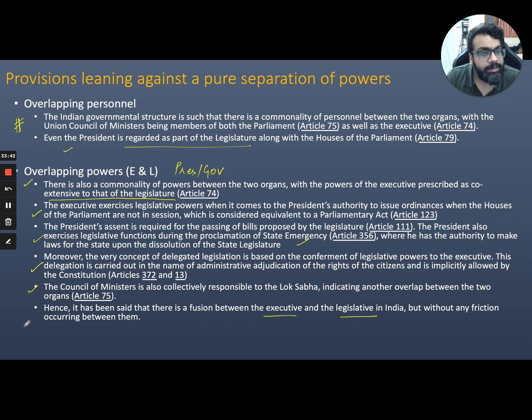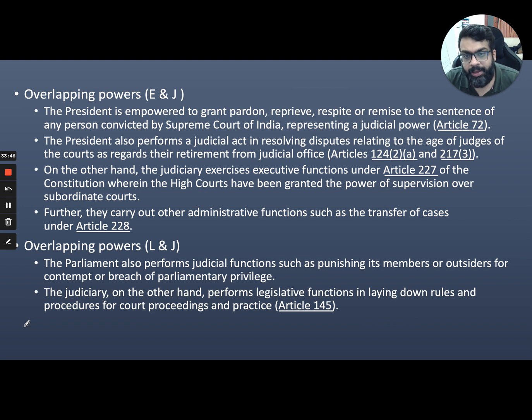Now let us understand the overlapping powers between the executive and the judiciary. So again, your president becomes a fundamental executor of this, where the president has been given certain judicial powers to grant pardon, reprieve, respite, commutation or remission of sentences of any person convicted by the Supreme Court, and therefore this is under Article 72.